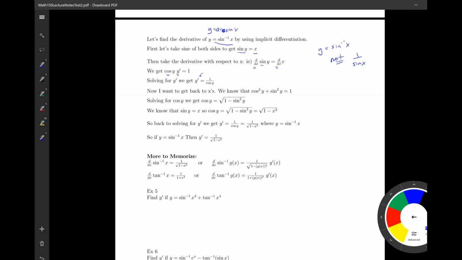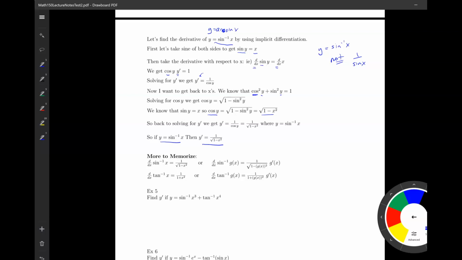So I need to get back to x's. Let's see, what do I know about cosines and sines? I know cosine squared of any angle plus sine squared of the same angle gives me 1. Solving this for cosine, subtract sine squared, take the square root, so that's the square root of 1 minus sine squared of y. Well, I know that sine of y is equal to x. So cosine of y is equal to the square root of 1 minus x squared. So there's y prime: 1 over the square root of 1 minus x squared. Wow. Nothing like you'd expect.